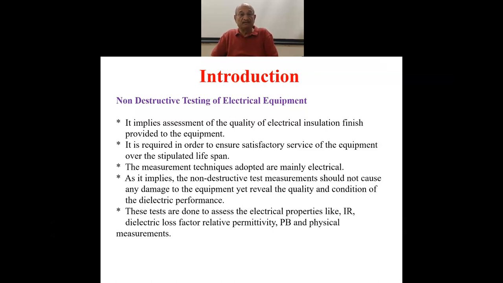Then bushings are there. Bushings are housed in a porcelain container nowadays, or fiberglass reinforced plastic containers filled inside with oil and sealed on both ends, which provide the through passage to the high voltage conductors. Then you have PTs, potential transformers, current transformers, you have circuit breakers, you have gas insulated systems. And the most important, most recent, I must say, is that gas insulated transformers have been produced.